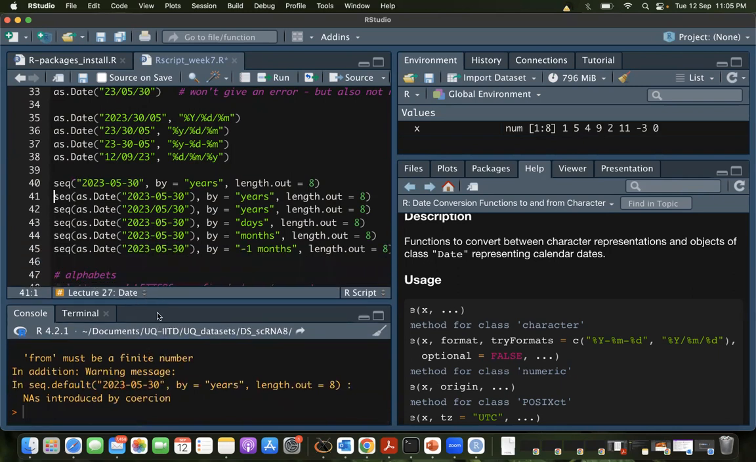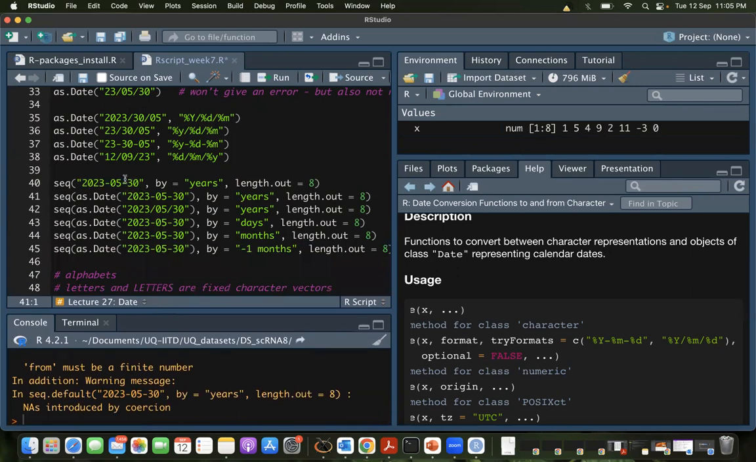Basically the first argument here is from. If nothing is specified, the first argument is considered as from. It says that from must be a finite number. It has to be a number, so that's not going to work. So I am actually giving it this date, 30th May 2023, as the date.